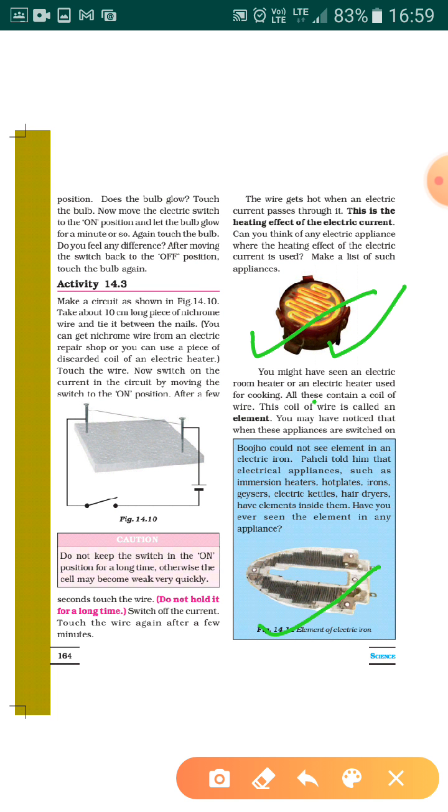Same way here also, this coil which is present in the heater is made up of the element called nichrome, and it produces heat and light also. So this is called heating effect of electric current. Press also, so many appliances are there in our house like immersion rods, heater, hot plates, iron, geysers, kettles, hair dryers. All these are examples of appliances which produce heating effect. So this is called heating effect of electric current.